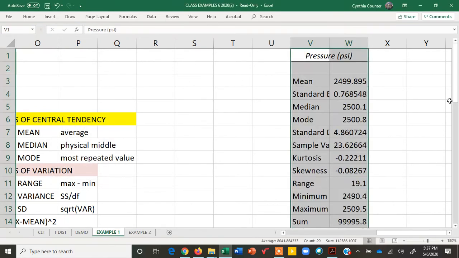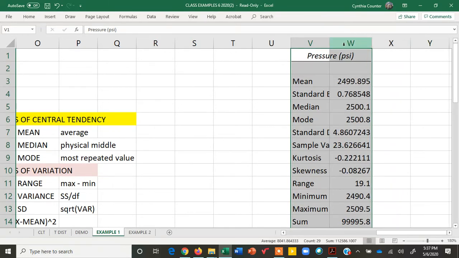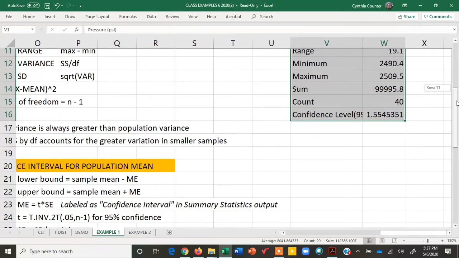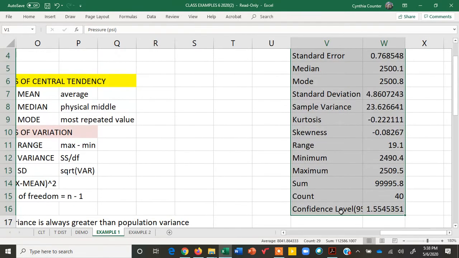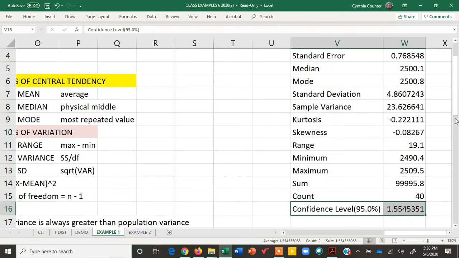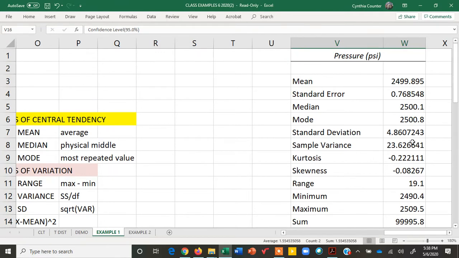here's my output. I'm going to widen this. Actually, I want to widen the left column so I can see what the outputs show. All right, so here's my data. Down here, you see that confidence level output, so I'm going to make it big enough to see all that. We will get to this at the very end. We are going to focus on some other things up here first.